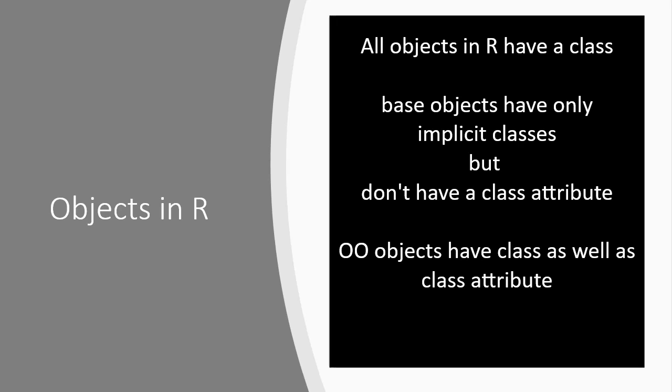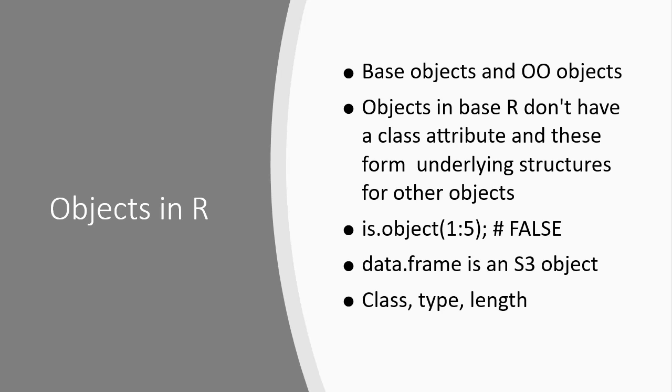All objects in R have a class. Some have them implicitly, which have no class attribute. Object-oriented objects have a class and a class attribute. All objects have a type. For simple vectors, the type may be numeric, logical, character, or list. Matrix, array, factor, and data frame are also other possible values. We can make use of the length and type attributes of an object.